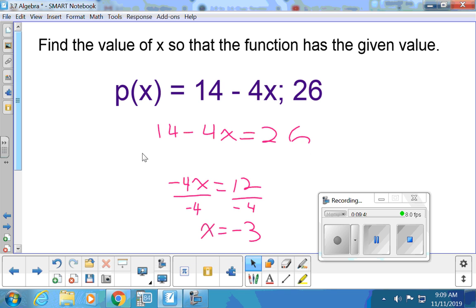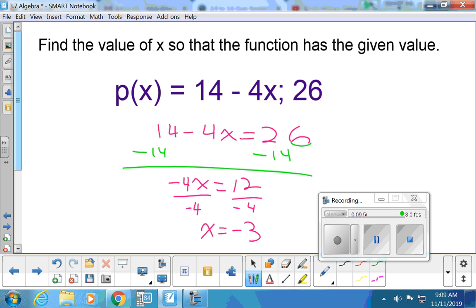Right. So you want to do a minus 14, not a divide by 14? We're on the video. 26 minus 14 is 12. Now, I love how they wrote this. Divide both sides by -4. So basically, x was -3. Very good work.